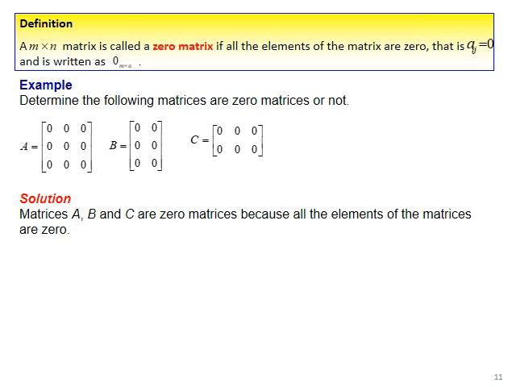Now, the zero matrix. A zero matrix is a matrix which has 0 for all elements. As you can see here, these are elements with zeros.